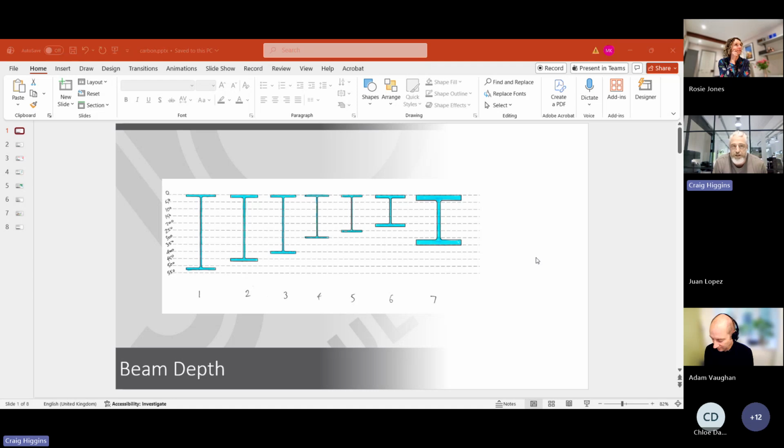So when you develop a plan with the structure in mind, with the services in mind, you can try and have efficient structures and services before going too far and boxing yourself in.